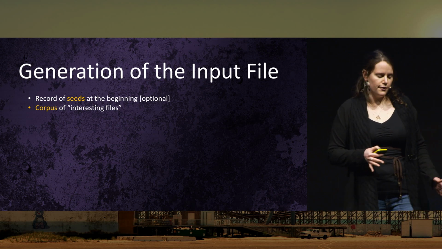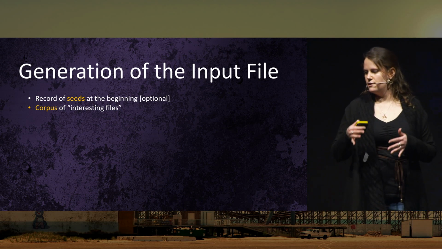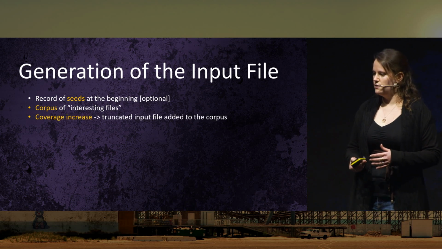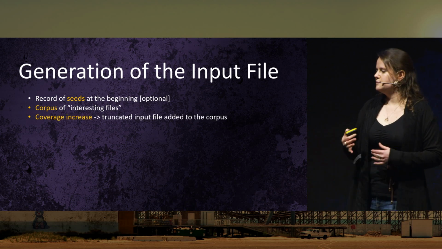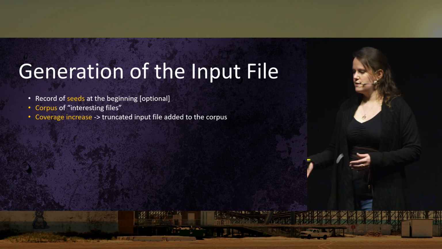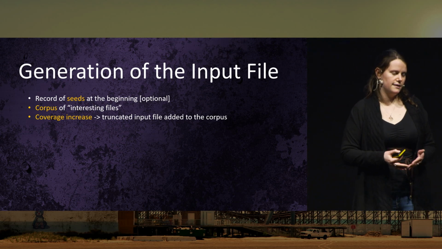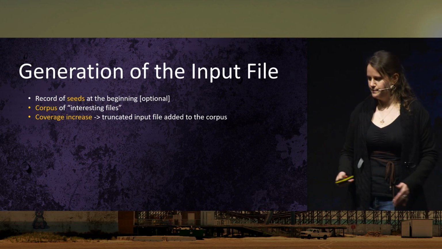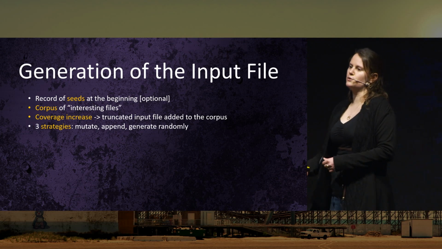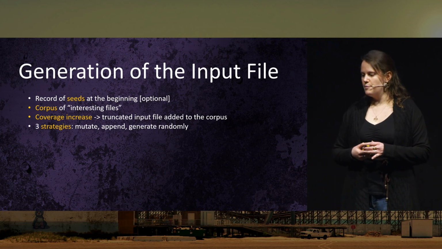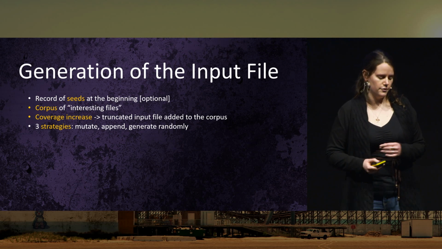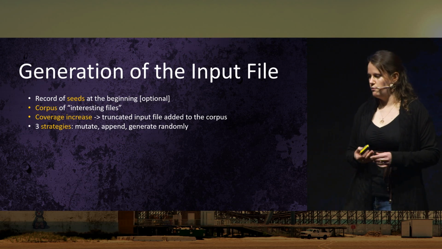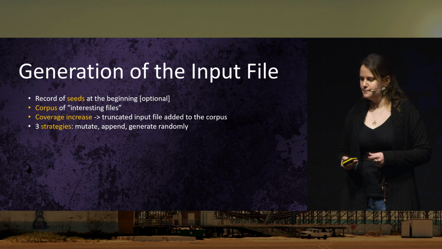There are two types of files that are considered for the fuzzer: the corpus files, which are permanent residents that are deemed interesting, and input files that will be tested. Every time there's a coverage increase, the input file that is being processed is truncated at the latest change, kept aside, and put in the corpus. There are three strategies to create new input files: mutation, append, and random generation, to cover new cases and give more opportunities to cover something completely different.